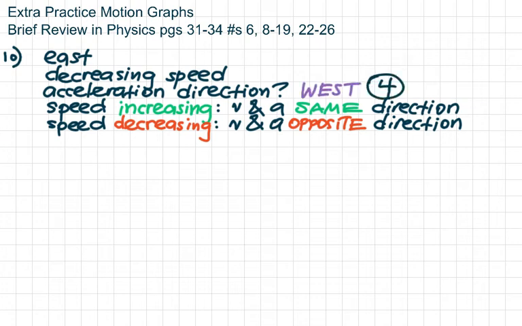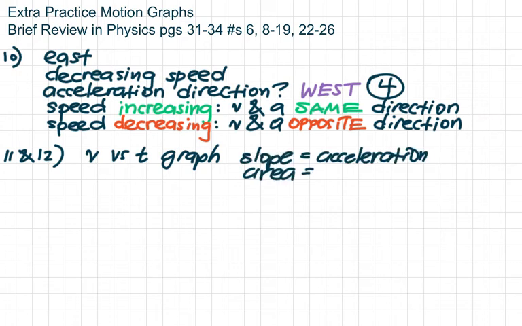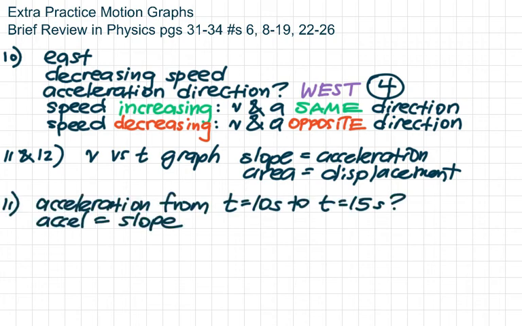All right, 11. Actually, 11 and 12 are based off the same graph. The graph is a v versus t graph. Just as a rule of thumb, we know that the slope of a v versus t graph is the acceleration, and the area under the curve is the distance or displacement. Knowing those things, let's take a look at number 11, acceleration from 10 to 15 seconds. Well, we know the acceleration is the slope, and we're looking at 10 to 15 seconds.